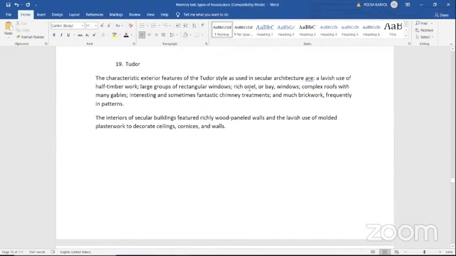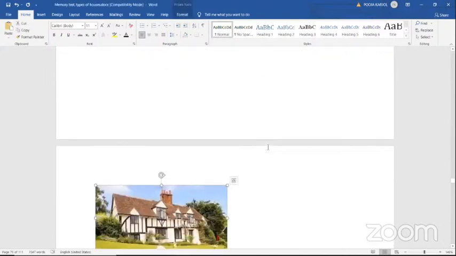Tudor. This is a secular architecture with lavish use of half-timber work. Very few architectural styles use timber; this is one of them. All of them will be local, for domestic use. Bay windows, complex roofs with many gables. Chimney treatments, brickwork, frequently in patterns. The interiors have rich wood-paneled walls, and lavish use of molded plasterwork to decorate ceilings, cornices, and walls. You can see here.